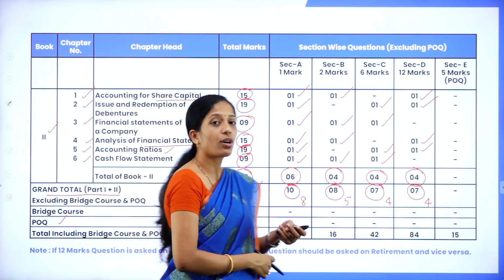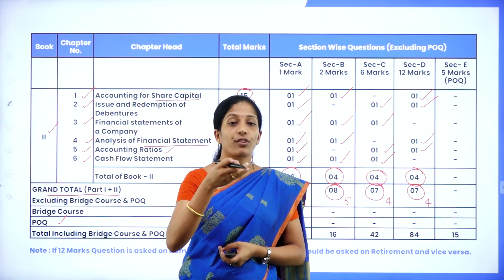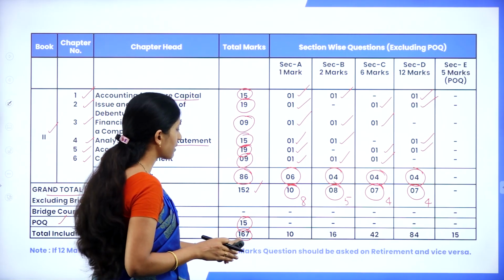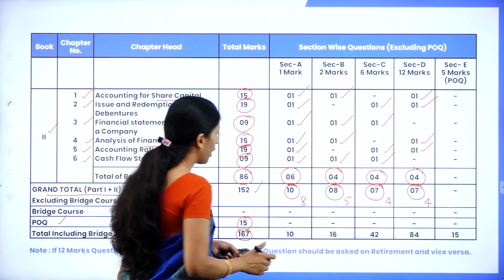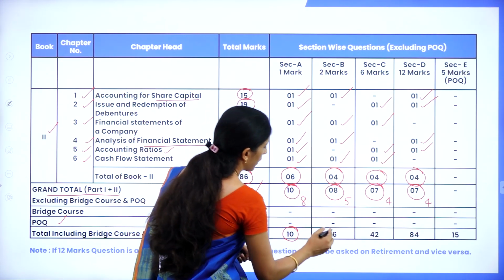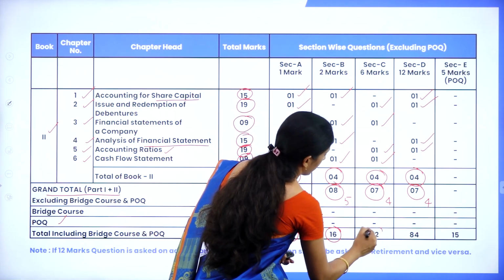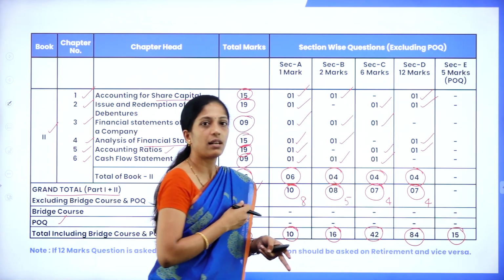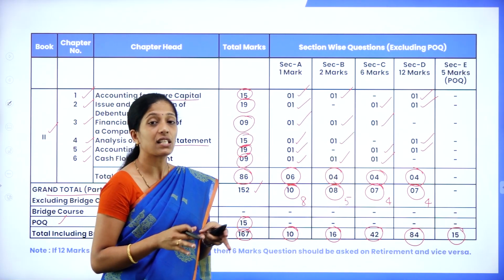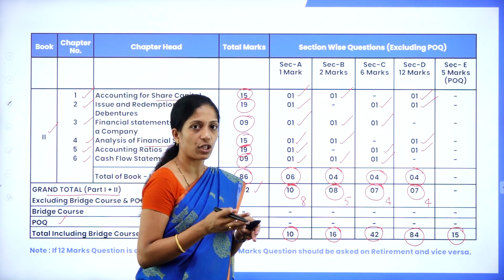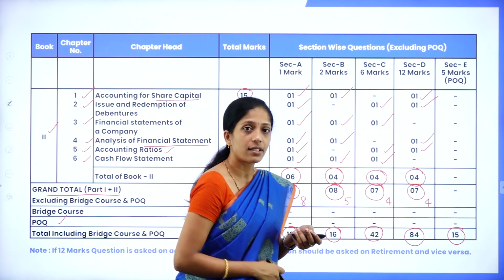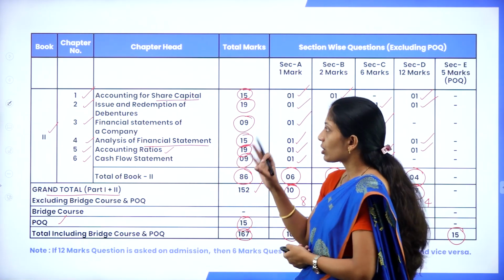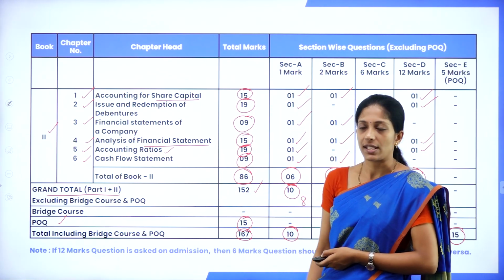Next, bridge course and practical oriented. If you add bridge course and practical oriented, the total weightage of this particular paper, that is the accountancy paper, is 167 marks. So I have got 1 mark 10 questions, next 2 marks in the sense 16, next 42, 84 and 15. So, the total weightage of this paper is 167 marks. Already we know about it, and how you have to answer I have already told you. So, this is the blueprint of your accountancy paper.